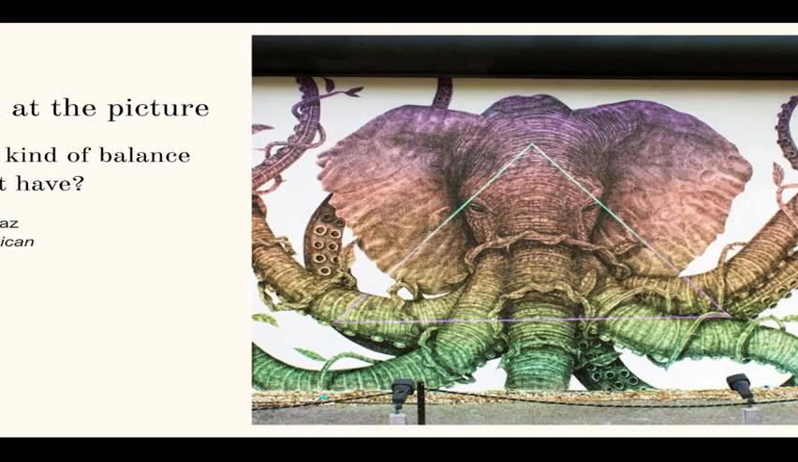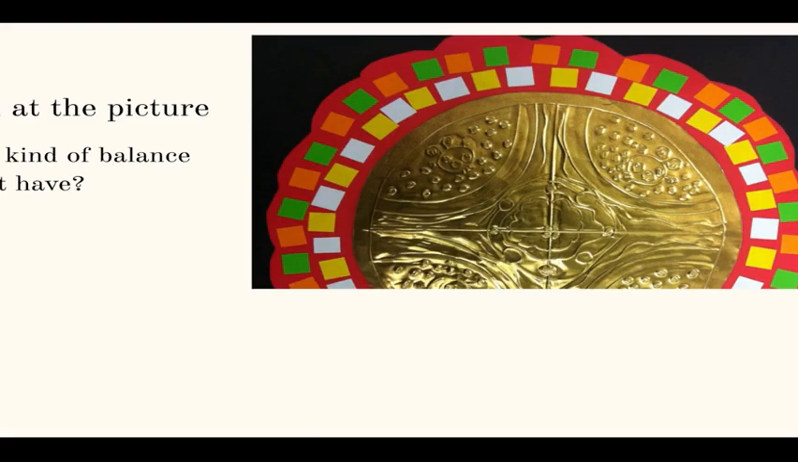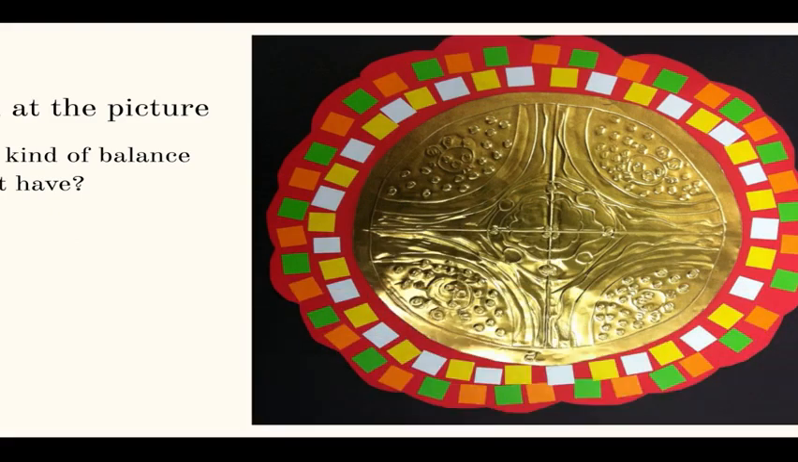Let's look at this picture. What kind of balance does it have? This is Alexis Diaz. He is a Puerto Rican artist. Please make your choice. Look at this picture. What kind of balance does it have? This is by Tony Capellan, who is Dominican. Look at this picture. What kind of balance does it have?